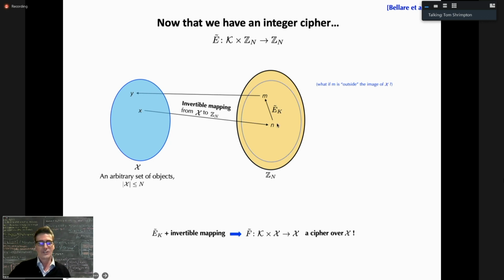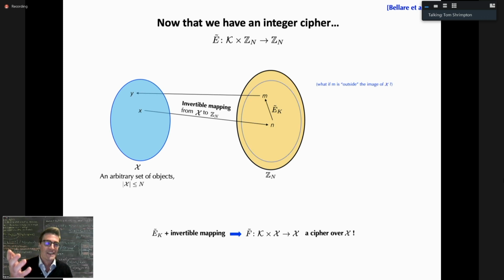I can run my integer Feistel to get another point, and the dotted blue line here is the image of the set inside of integers mod n. I can map the thing I care about to an integer and cipher it using integer Feistel. And if that mapping is invertible, now I can go back to an element of the set. And what this gives me is the ability to build a block cipher, if you will, over an arbitrary collection of objects.